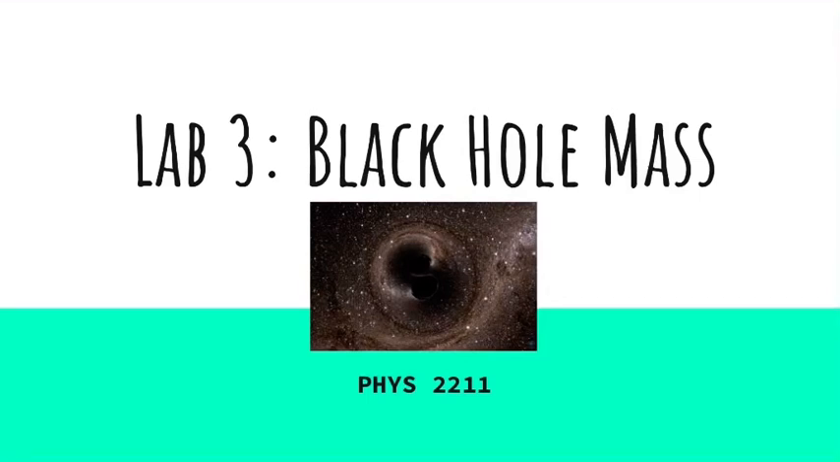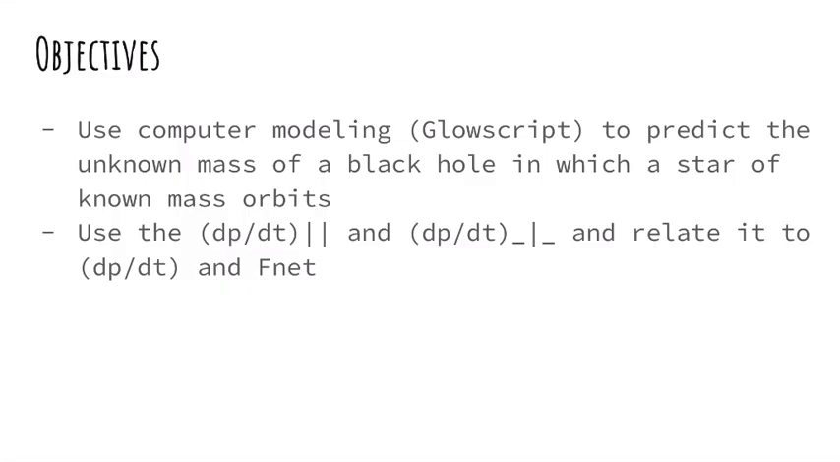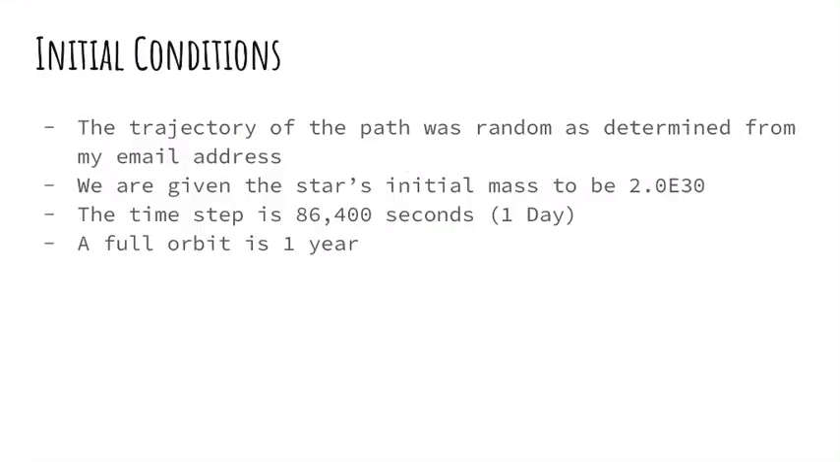Lab 3, the mass of a black hole. In this lab, we will be using a computer model, GlowScript, to predict the unknown mass of a black hole in which a star of known mass orbits. We will be using the parallel and perpendicular components of dp/dt and relate it to our overall dp/dt and Fnet.